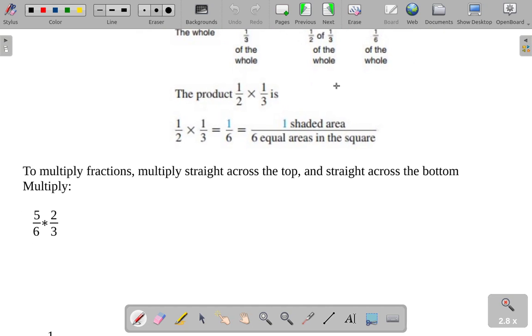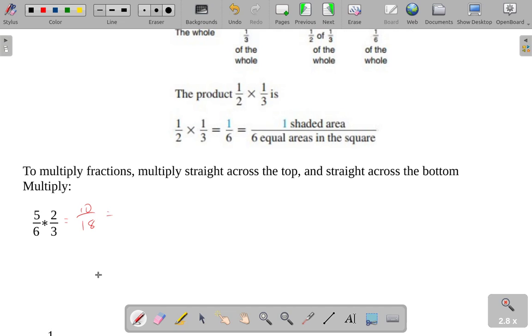And that's, rather than trying to figure out special ways of doing each of these, the general way we would want to multiply these. So if we want to do 5 over 6 times 2 over 3, well, 5 times 2 is 10, 6 times 3 is 18.